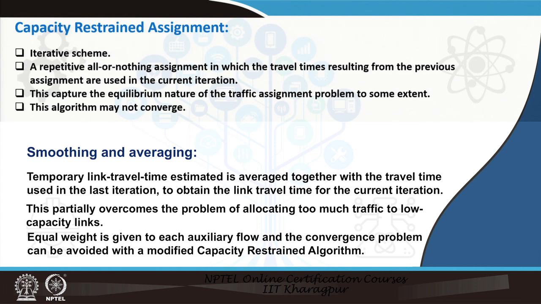So when we consider capacity restraint assignment, it's an approximation of achieving equilibrium. It's an iterative scheme, and a repetitive all or nothing assignment is done, in which all travel times resulting from the previous assignment are used in the current iteration. And this captures the equilibrium nature of the traffic assignment problem to some extent, but the algorithm may not converge.